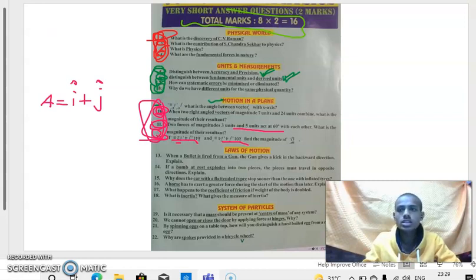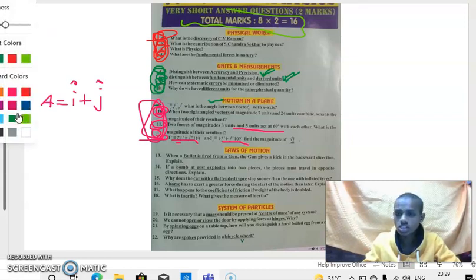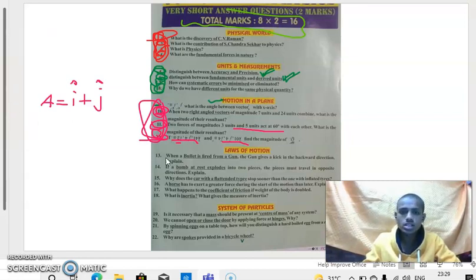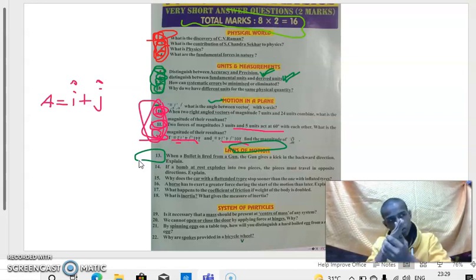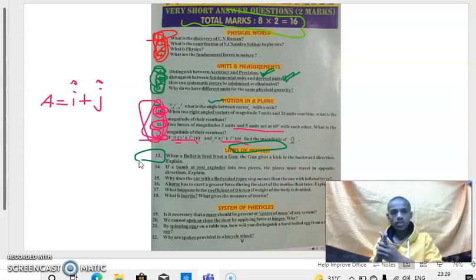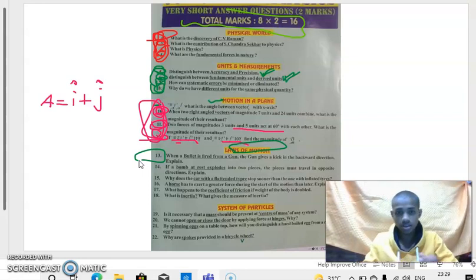Okay, next, coming to next chapter, that is laws of motion. Okay, in this lesson, first question is, when a bullet is fired from a gun, the gun kicks backward. Explain. While you are shooting at one of your friends, when you shoot, the gun kicks backward. Why? You need to explain.